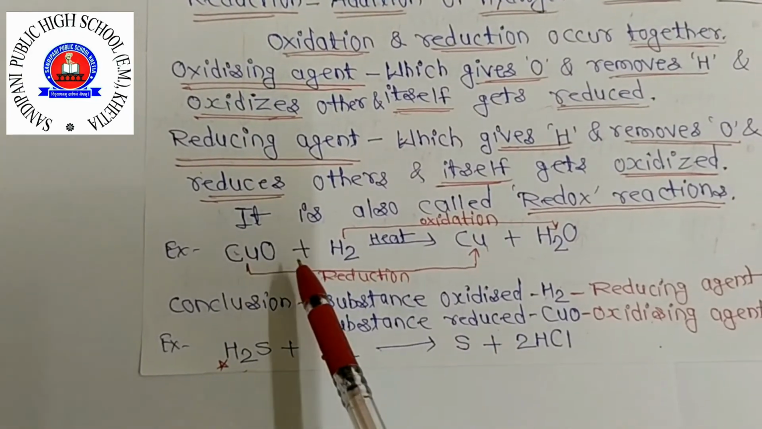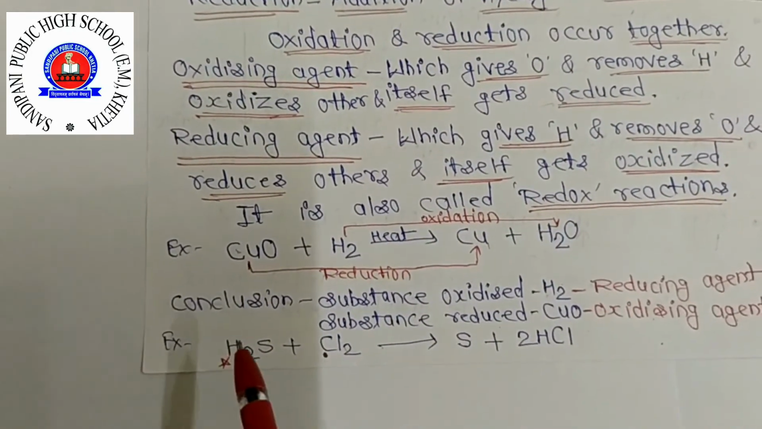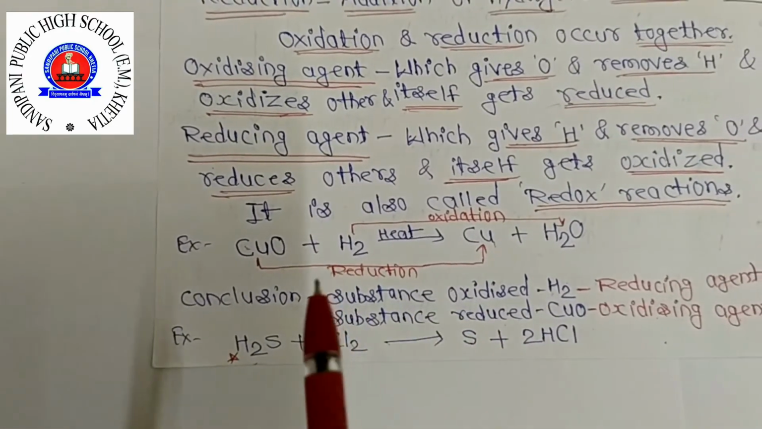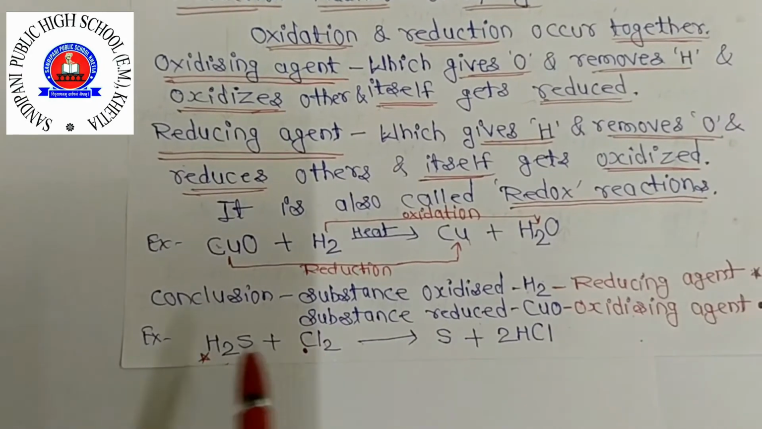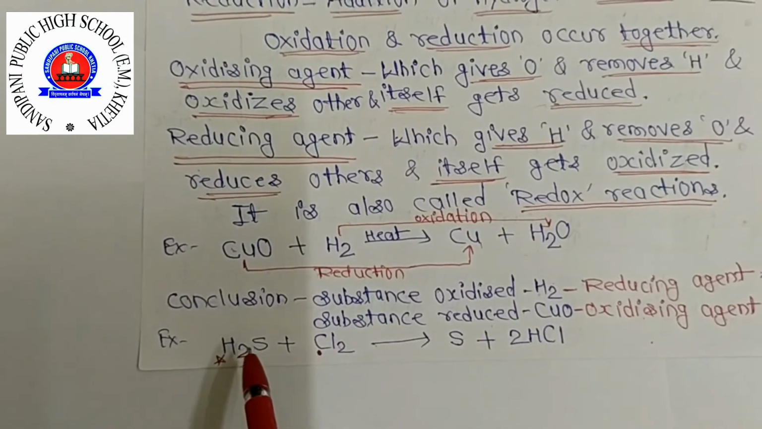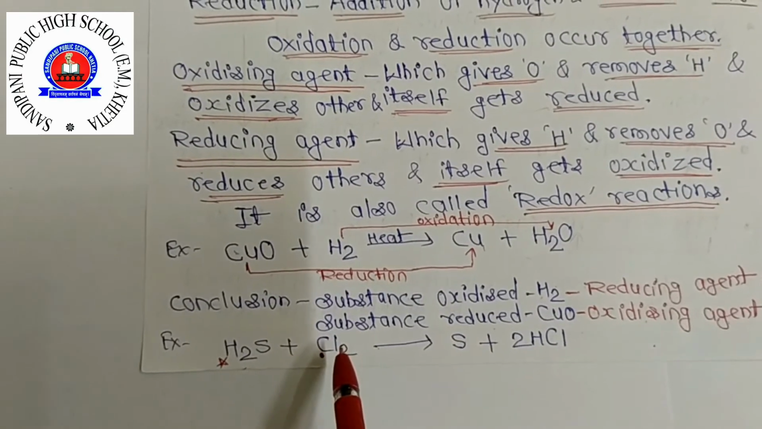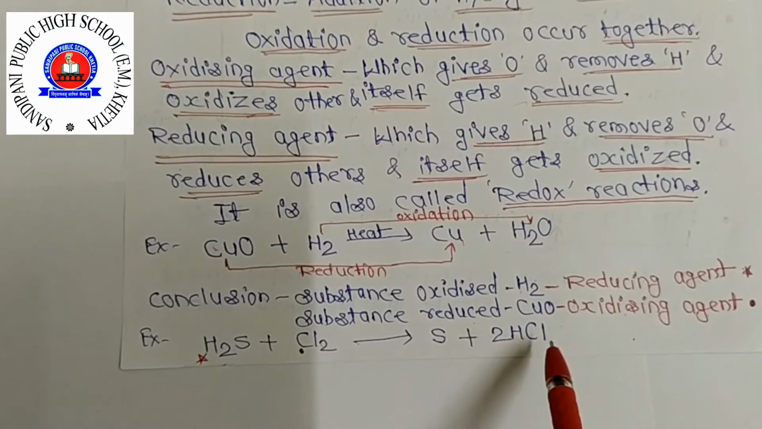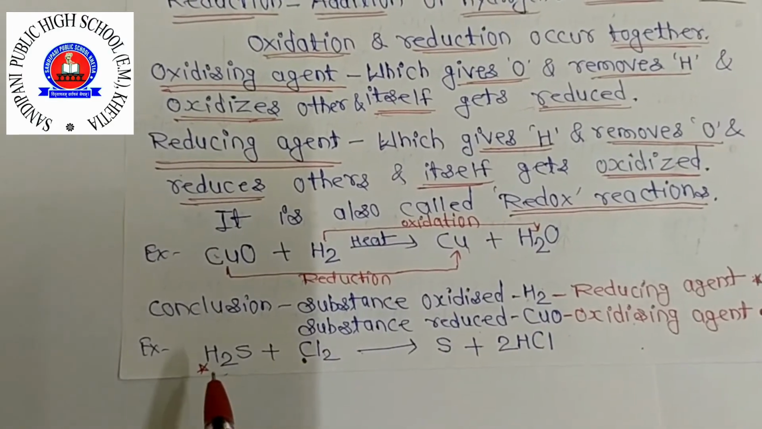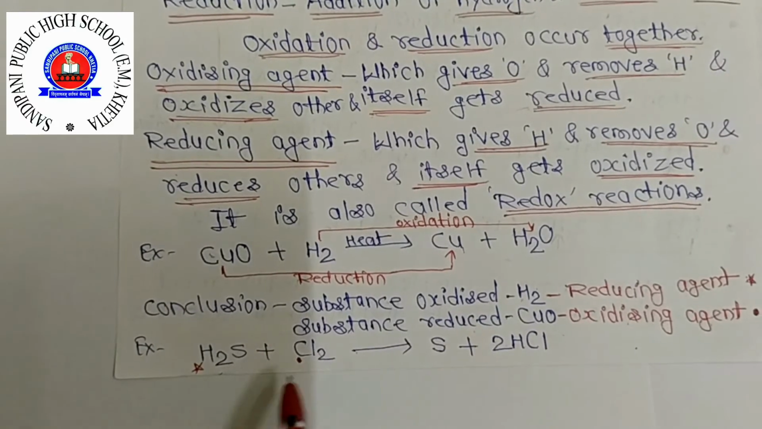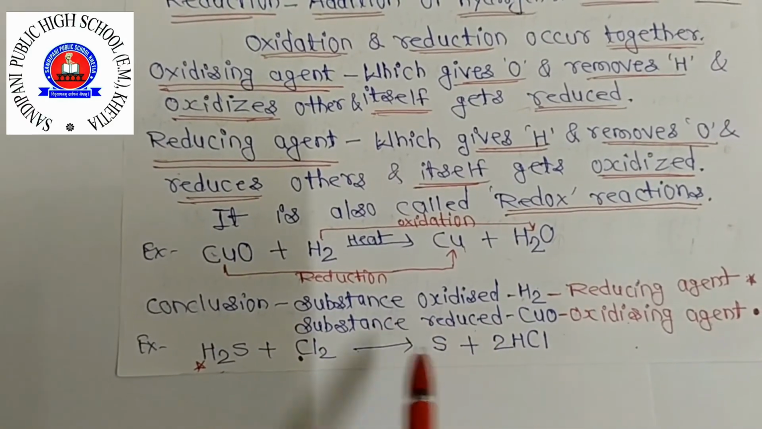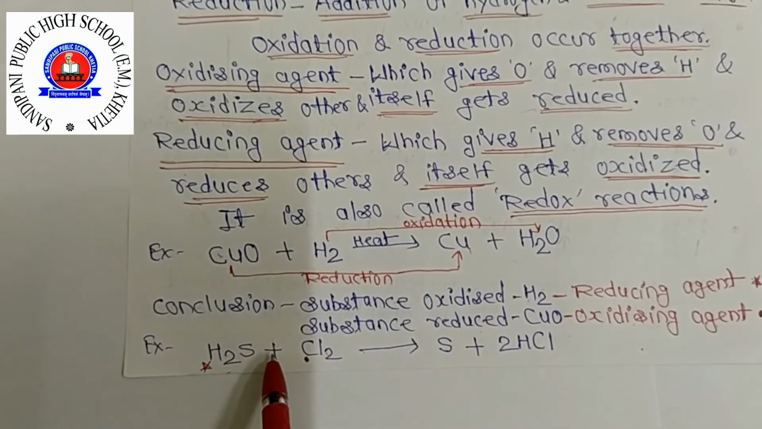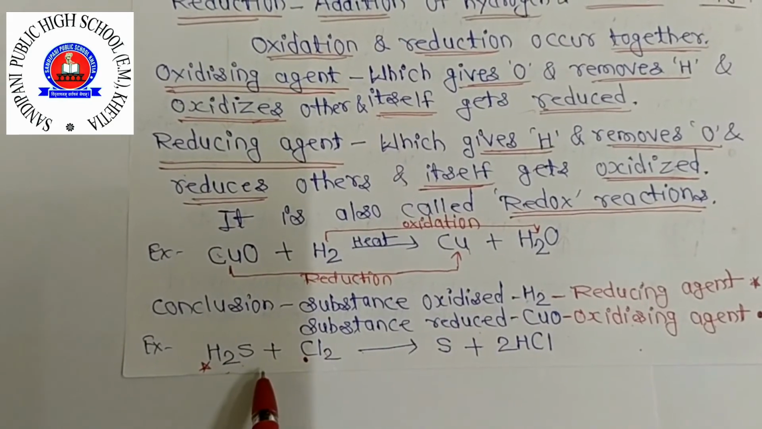When oxygen is present in the reaction you can understand it, but in this reaction there is no oxygen, so how do we know that there is an oxidation reduction reaction? So look here: hydrogen sulfide reacts with chlorine, and after the reaction sulfur plus hydrogen chloride will form. In this reaction hydrogen sulfide is changing into S, that is, hydrogen is being removed from hydrogen sulfide.